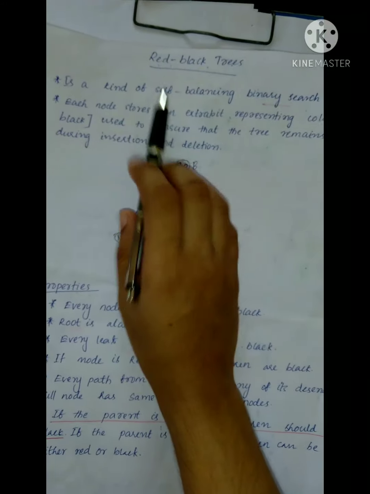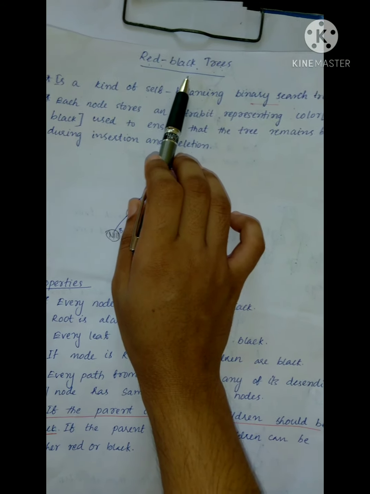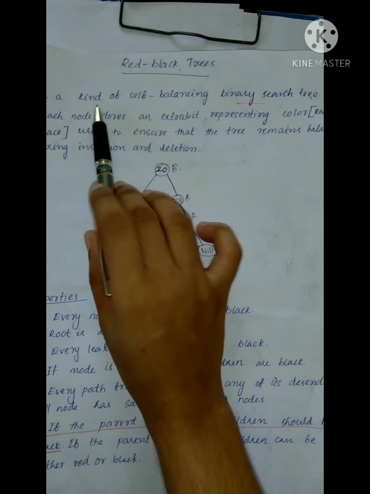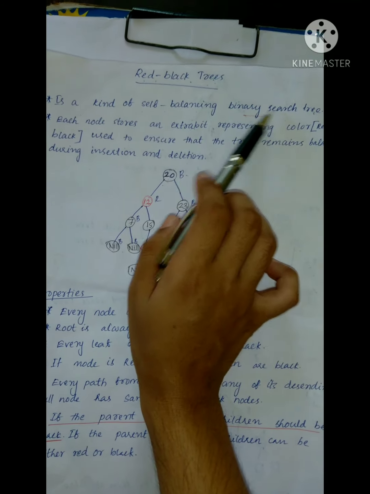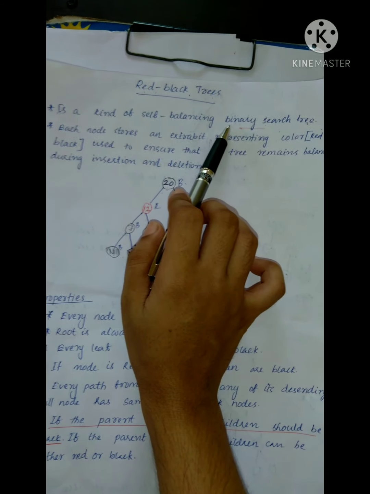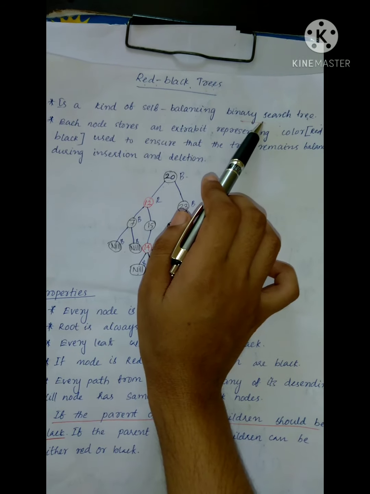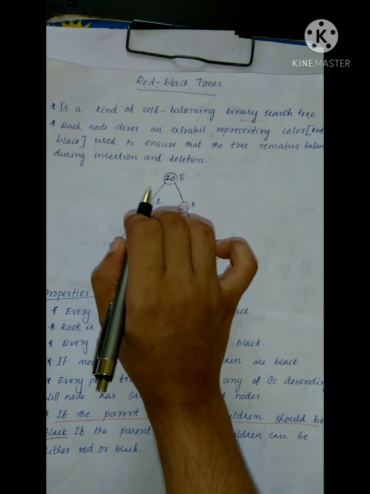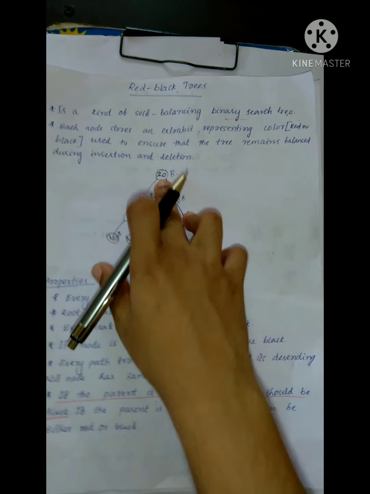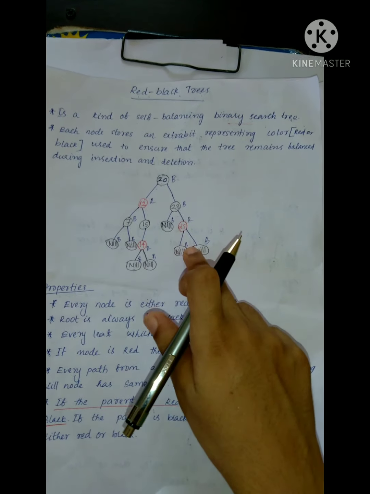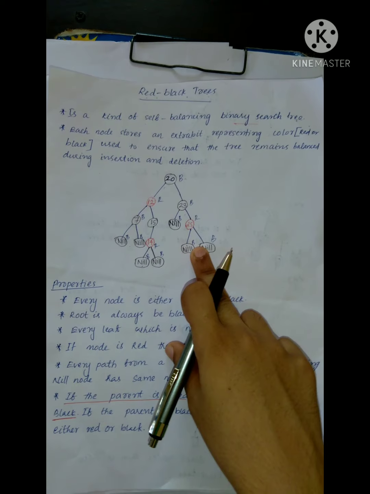In this video, we are going to discuss red-black trees. What is a red-black tree? Yes, it is a kind of self-balancing binary search tree, and it follows the properties of a binary search tree. For a binary search tree, the value of the left subtree will be less than the value of the root node, and the value of the right subtree will be greater than that of the root node.